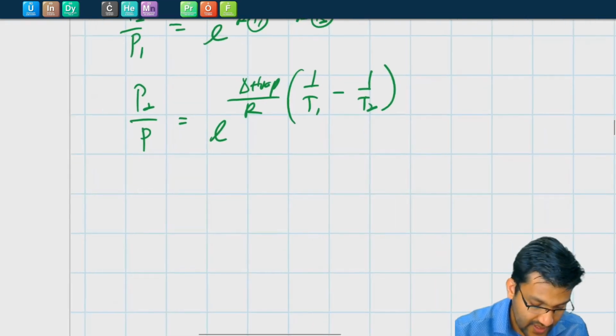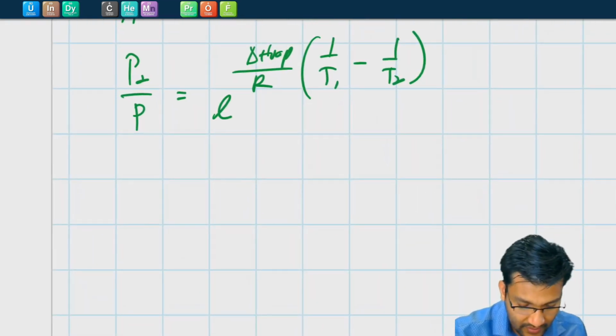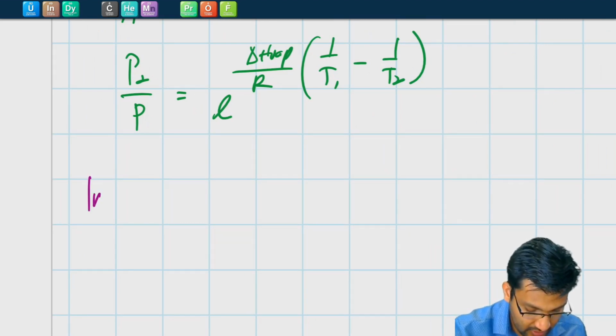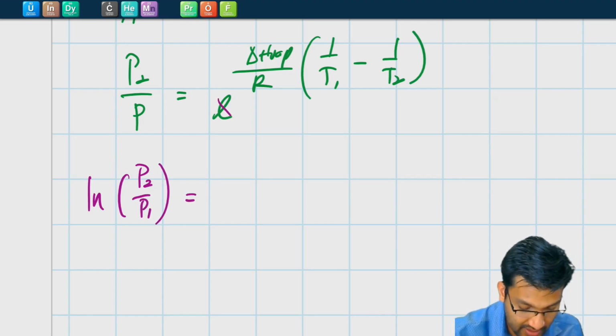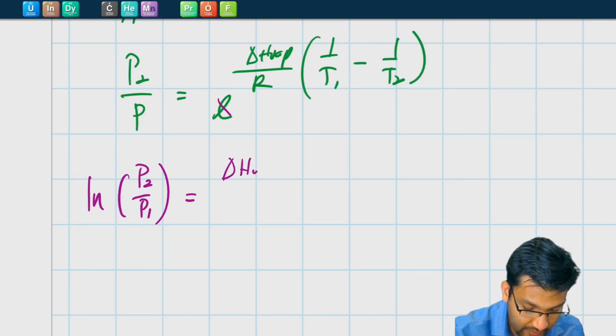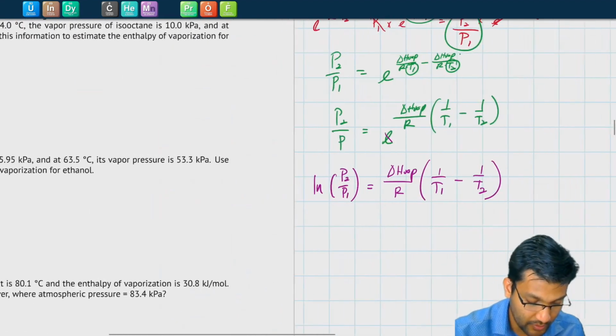We're not done yet because lots of people don't like exponentials in their equation. So let's do the natural log on both sides. We'll have natural log of P2 over P1 on the left-hand side, and on the right-hand side, the natural log cancels out the exponential, and we have delta H of vaporization over R times 1 over T1 minus 1 over T2. This is the 2-point form.